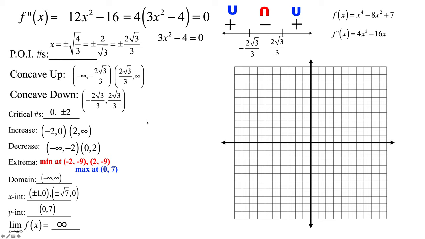Now it's time to start plotting points and trying to sketch our graph. We got our y-intercept, and some x-intercepts. So let's get those all plotted. Y-intercept, and there's our plus and minus 1, and our plus and minus the square root of 7. We also had the relative mins at negative 2, negative 9 and 2, negative 9. We also had a max at our y-intercept. So I can see my graph coming down, up, back down and up. So there's my graph.